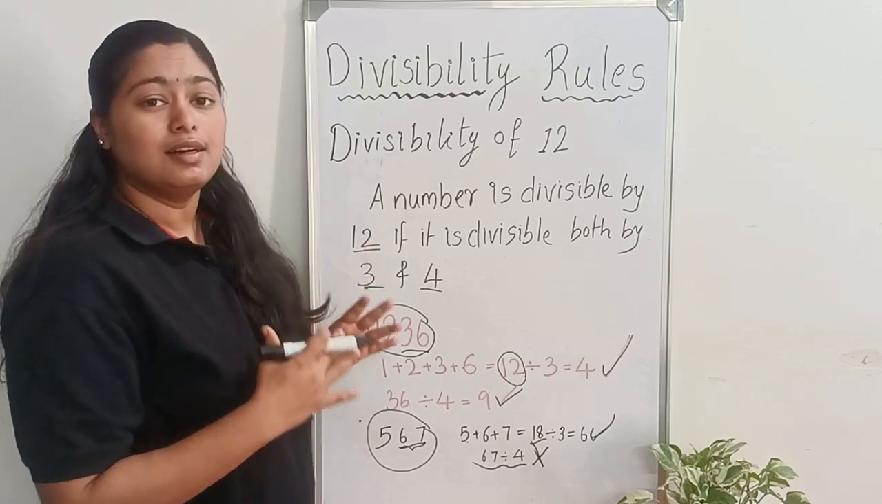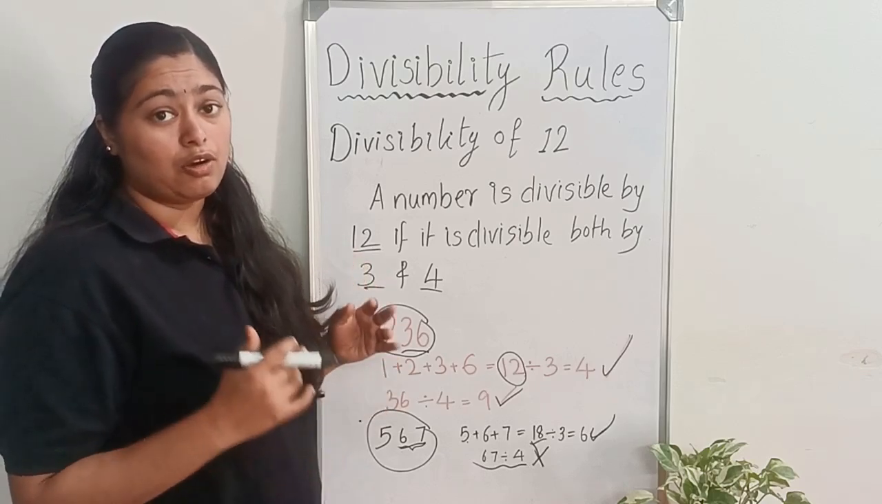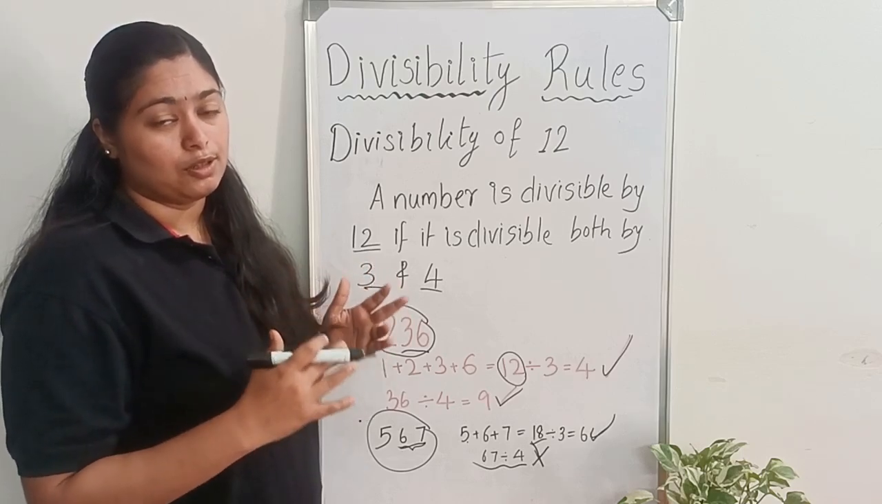So this is the simple rule to check whether a number is divisible by 12 or not. Now we have two more numbers left to check the divisibility with. So let's see that in the next video.